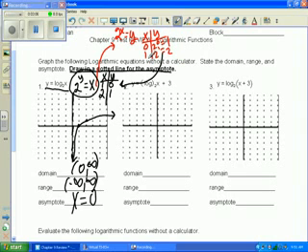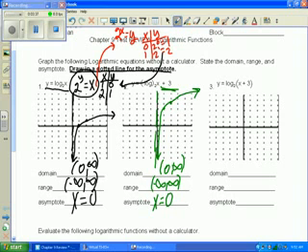So, what is the second one doing? Shifting up. That's a k value, so we take that first one and shift it up 3. I'm just going to take those points and shift them up. And I know it's still going to have the same asymptote. Domain, same. Range, negative infinity to infinity. And the asymptote, x equals 0.